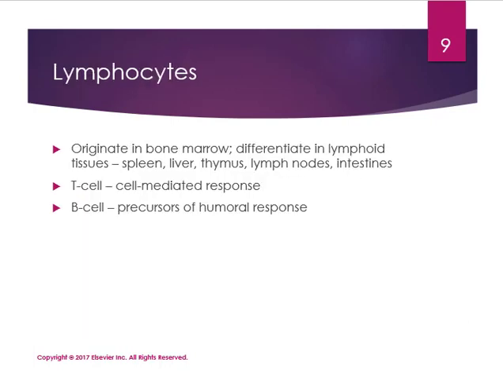The next category of cells that we have are your lymphocytes, and we know that they make up about 25 to 35% of the WBCs, and although they don't go in and eat things up, they protect the body against specific antigens. These cells originate in the bone marrow, but then divide off into the lymph tissues, such as the spleen, the liver, the thymus, lymph nodes, and the intestines.